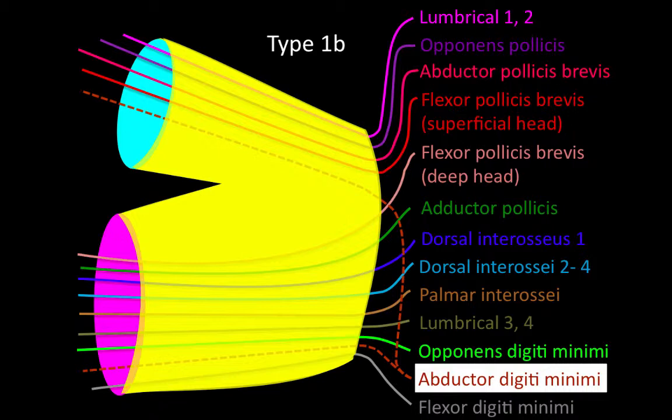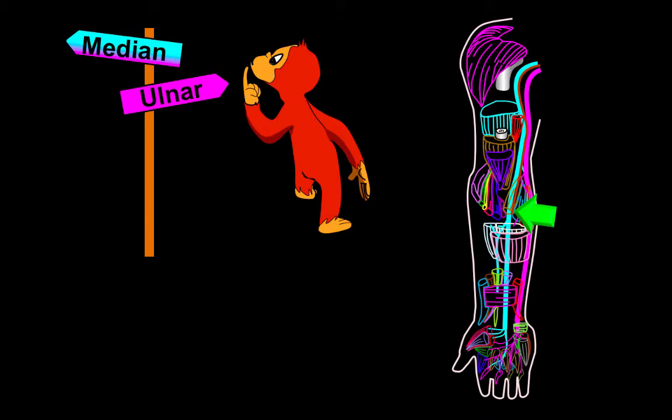In Martin-Gruber anomaly type 1b, only some of the fibers destined to innervate the abductor digiti minimi go to the median nerve, while the rest go to the ulnar nerve. In this drawing, the fibers for the abductor digiti minimi are presented as dashed brown lines. The misplaced abductor digiti minimi fibers in type 1a and 1b continue distally through the arm. Here, the aqua line represents the median nerve, the magenta line represents the ulnar nerve, and the brown line represents the misplaced ulnar fibers now traveling in the median nerve.